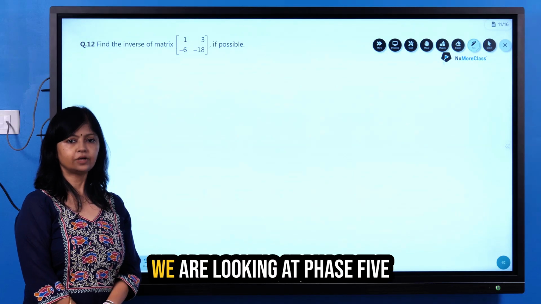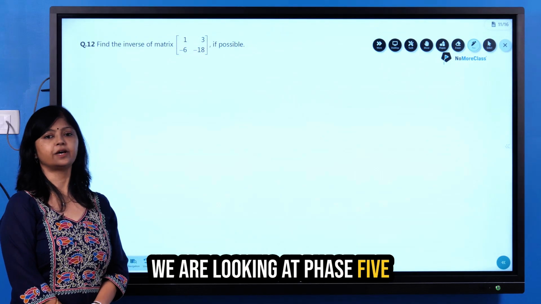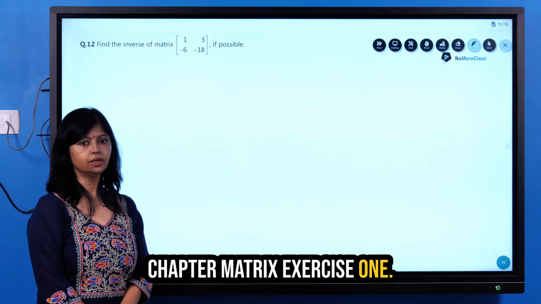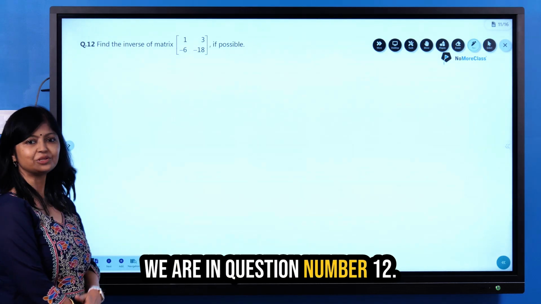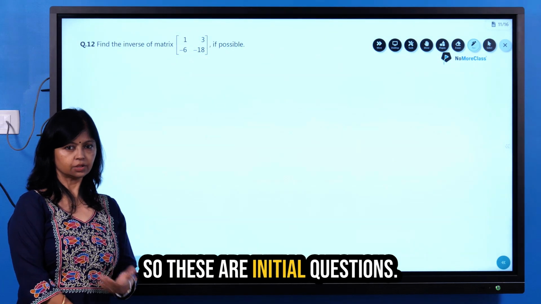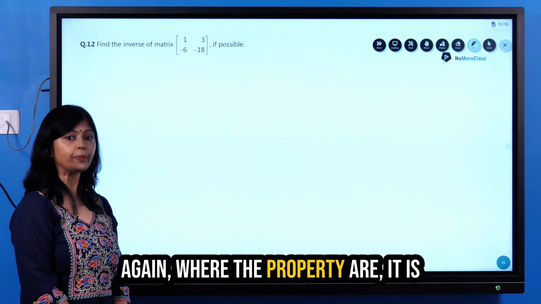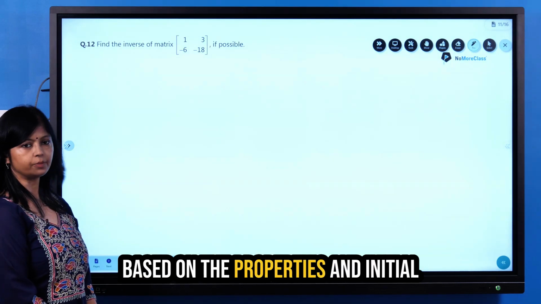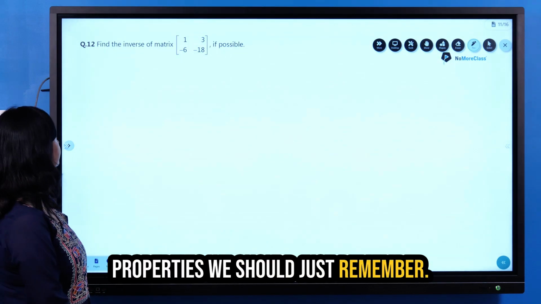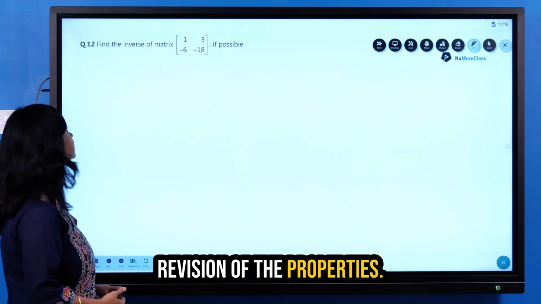Hello everyone. We are looking at phase 5, chapter matrix exercise 1. We are in question number 12. So these are initial questions again, based on the properties, the initial properties we should just remember. So they're good for revision of the property.